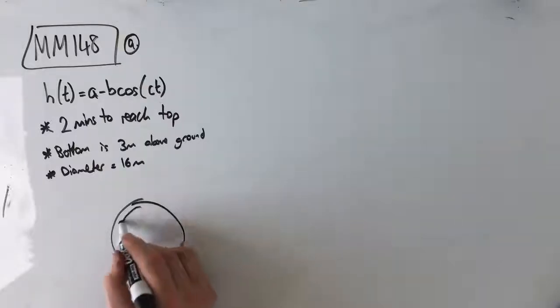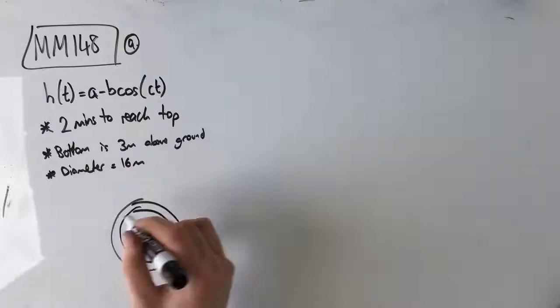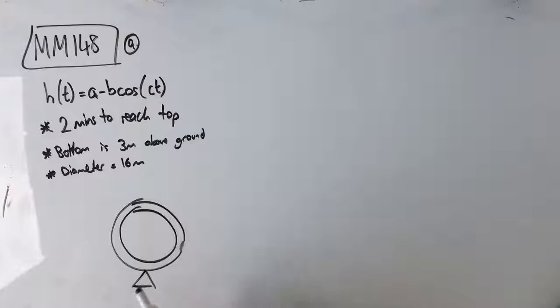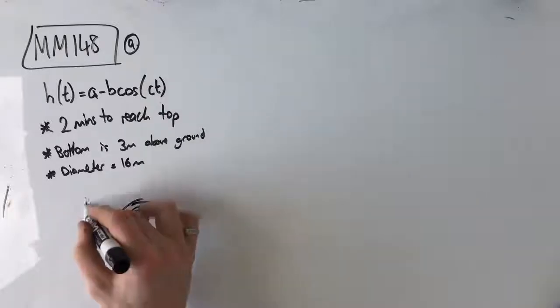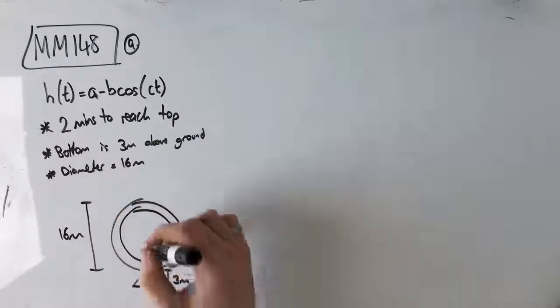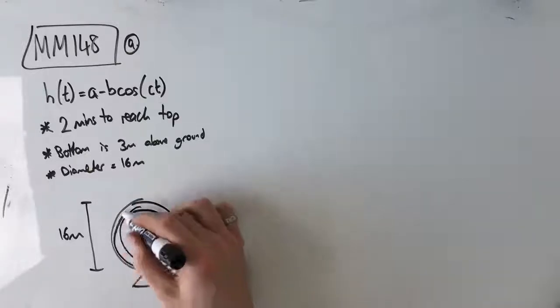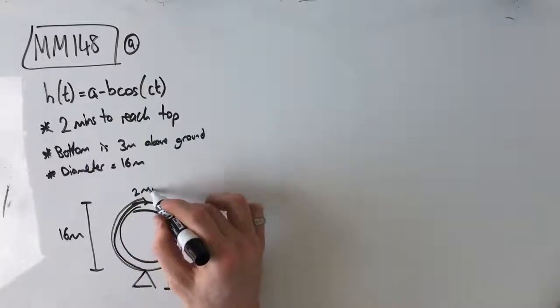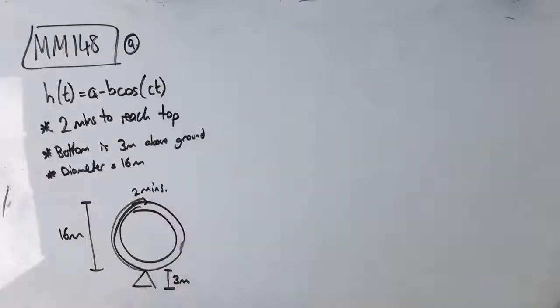Something like that, I guess. The bottom of the wheel is 3 meters off the ground. So this is 3 meters. The diameter of the wheel is 16 meters. So this bit here is 16 meters. And it takes them 2 minutes to get to the top. So from there to there is 2 minutes. Sweet.